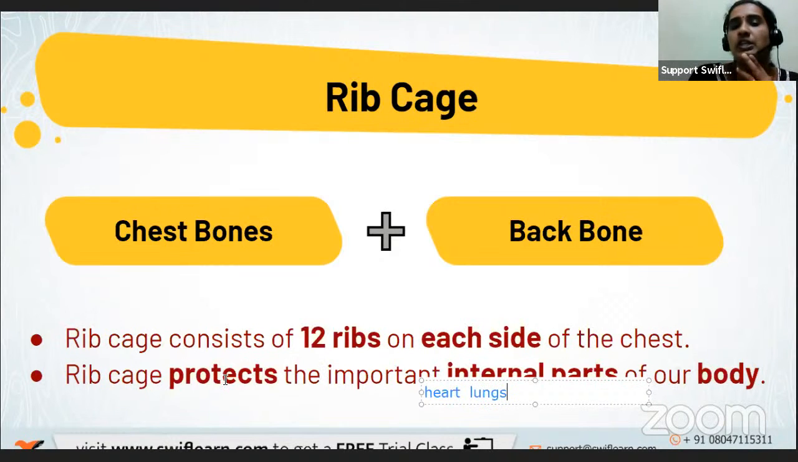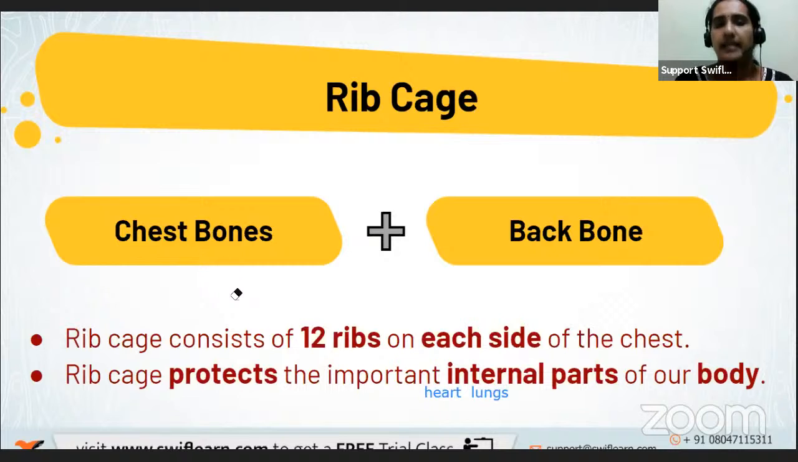So the rib cage consists of 12 ribs on each side of the chest. And it protects the internal organs. Which are the internal organs which are protected by the rib cage? It is the heart and lungs. You have to know all these. Okay, the internal parts: that is the heart and the other one is the lungs.